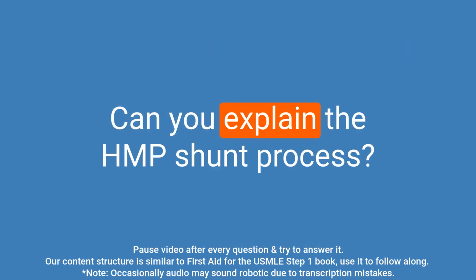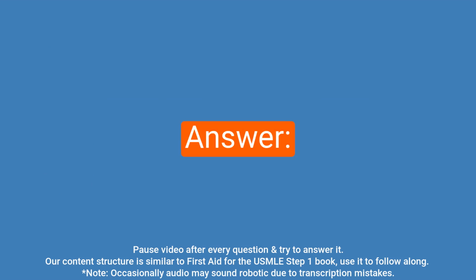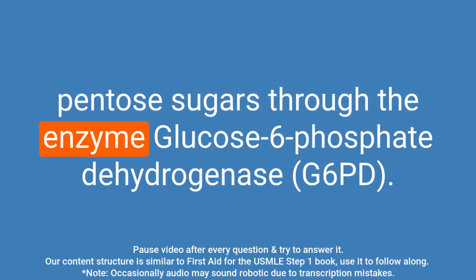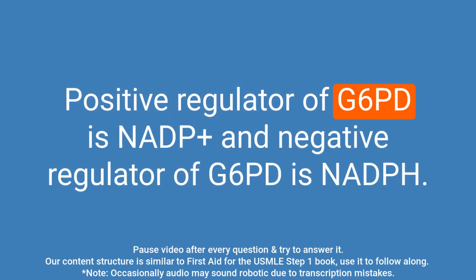Question: can you explain the HMP shunt process? Answer: HMP shunt, also known as the pentose phosphate pathway, is a metabolic process that generates NADPH and pentose sugars through the enzyme glucose 6-phosphate dehydrogenase. Positive regulator of G6PD is NADP+, and negative regulator of G6PD is NADPH.